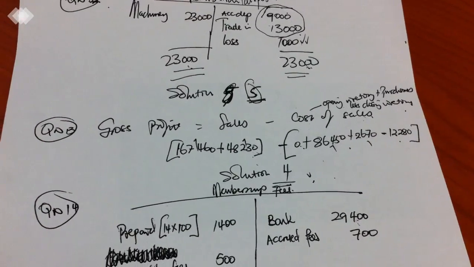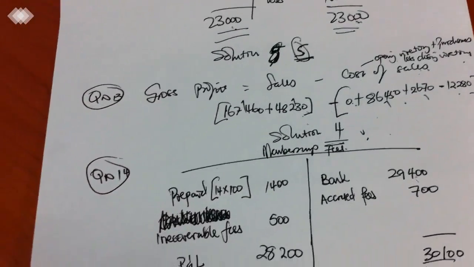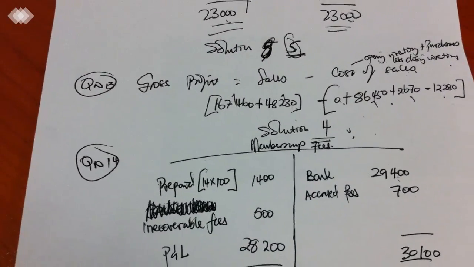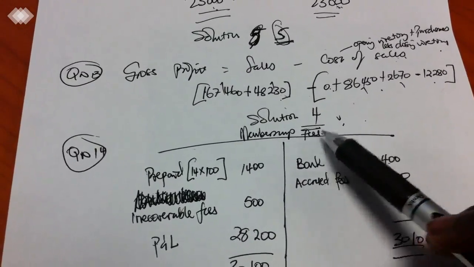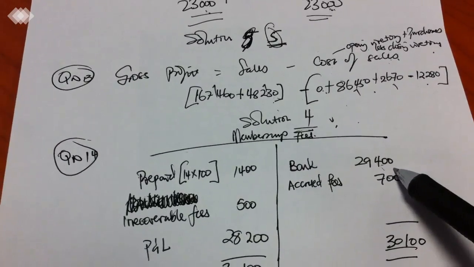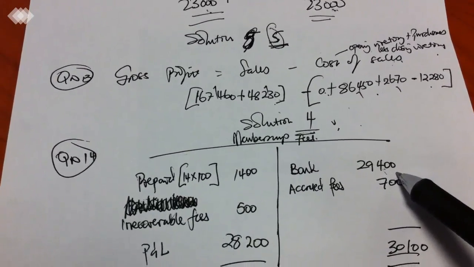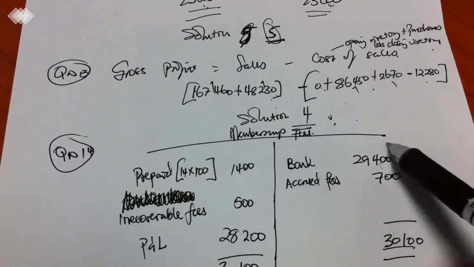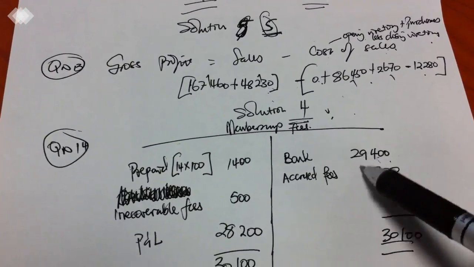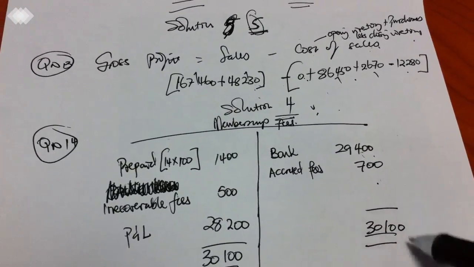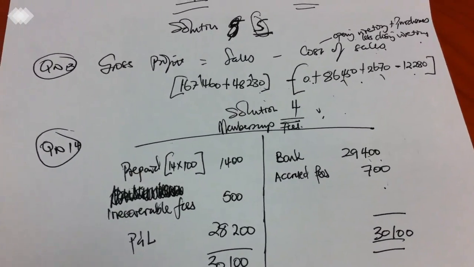Then we go to 15, membership fees account. We create a membership fees account like that. Members who have paid, we debit the bank and credit the membership fees account by that amount. But we have members who are still owing, who haven't paid, of 700. So it's adding to the total membership fee that we are supposed to receive using the accrual concept within the period, isn't it?